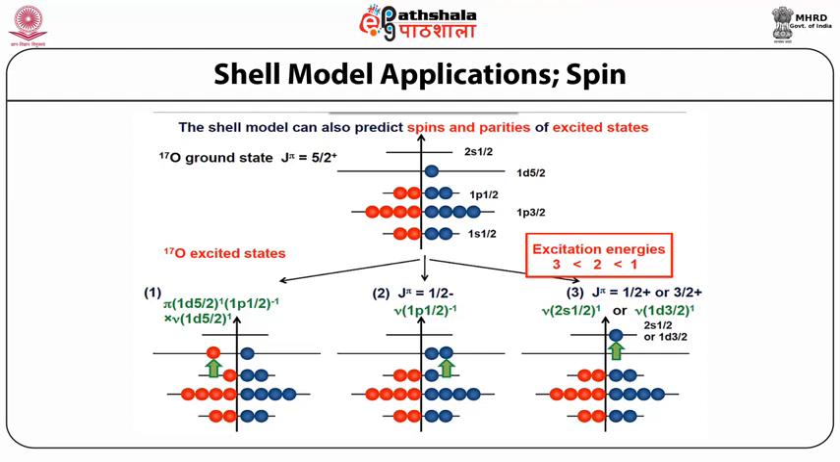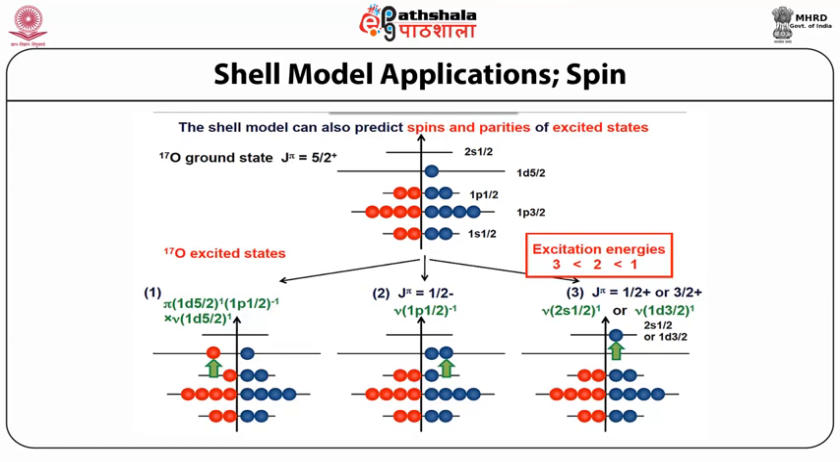Here in this slide, an example of oxygen 17 is given. Its nucleon distribution in various energy states is shown, in the ground state as well as in the excited states. In the ground state, oxygen 17 has spin and parity 5/2 plus, and it is clear from the energy level diagram that the odd nucleon is in the d5/2 orbital.